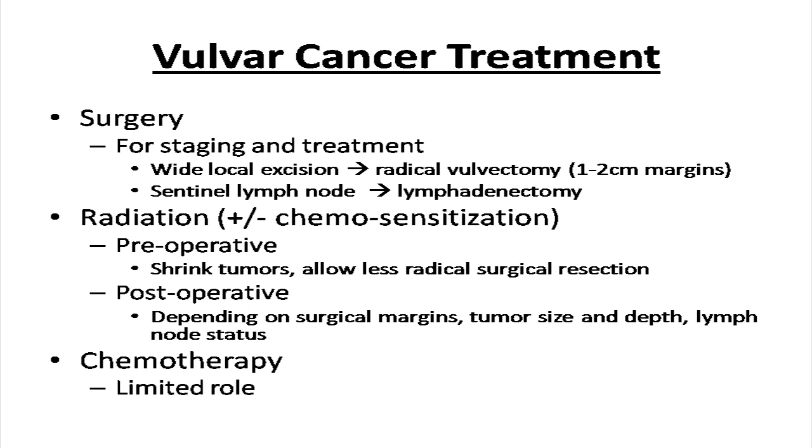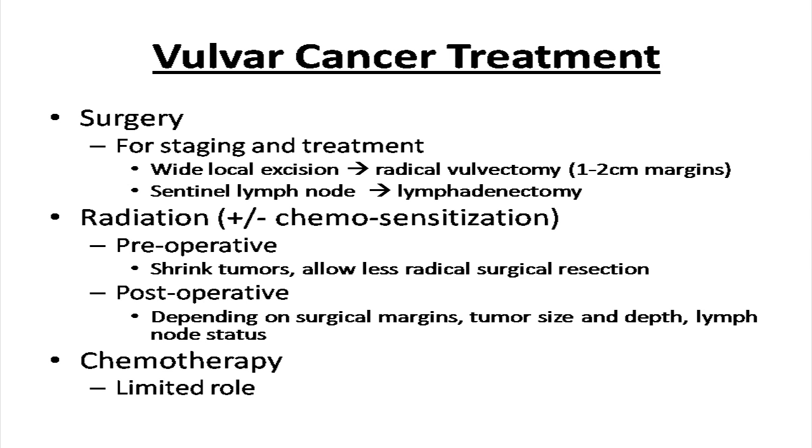This may range from a sentinel lymph node evaluation, where the primary lesion is injected with a dye or a radioactive substance that can be traced to the most proximal lymph node, allowing that lymph node to be resected and evaluated for metastatic disease. And if that lymph node is negative, that may be the only lymph node evaluation necessary. If that lymph node is positive, or if a patient has large, bulky disease at presentation, a full lymphadenectomy on one side or both sides may be required.